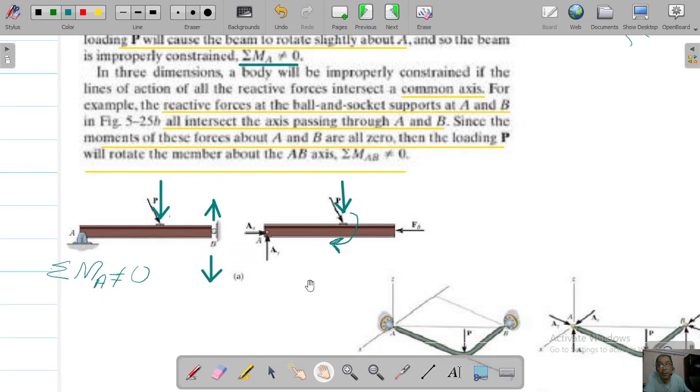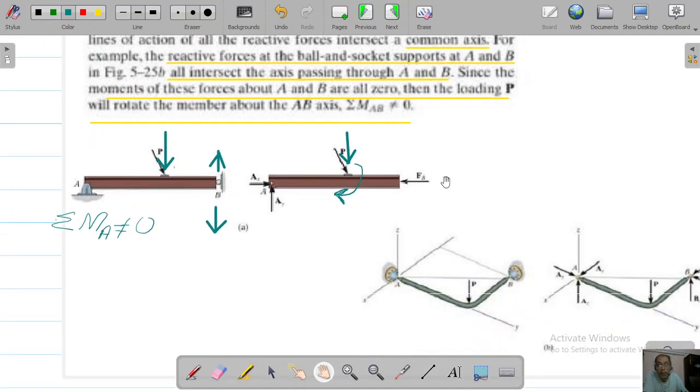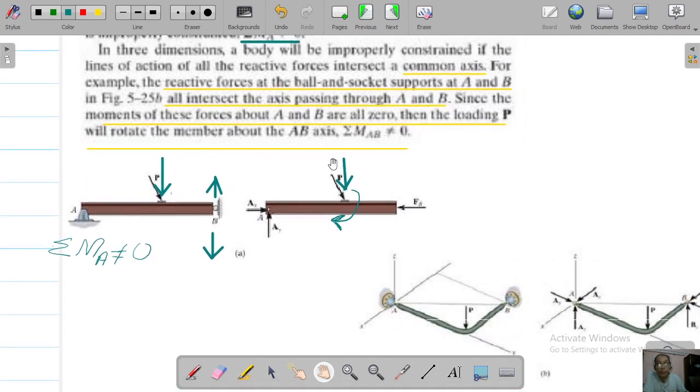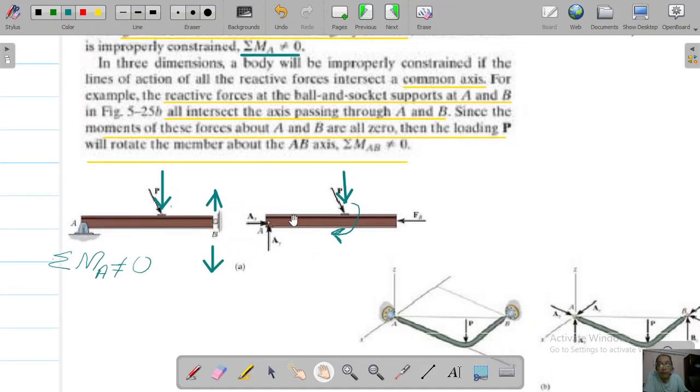Another case is over here. This was a 2D scenario, and for example, in 3 dimensions, a body will be improperly constrained if the lines of action of all the reactive forces intersect a common axis. If you look at this 3D scenario, they have given you a ball and socket here, and here they have also given you a ball and socket. A ball and socket in 3D has 3 reactive forces, and over here 3 reactive forces. So altogether there are 6 reactive forces, but they are all intersecting at a common axis.